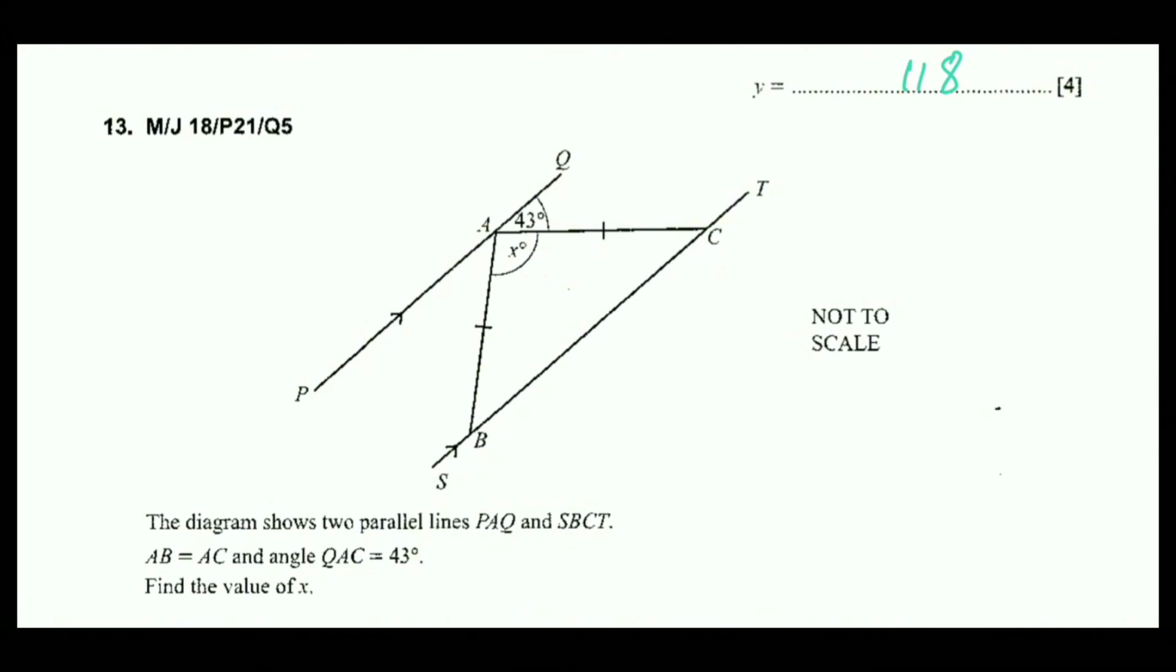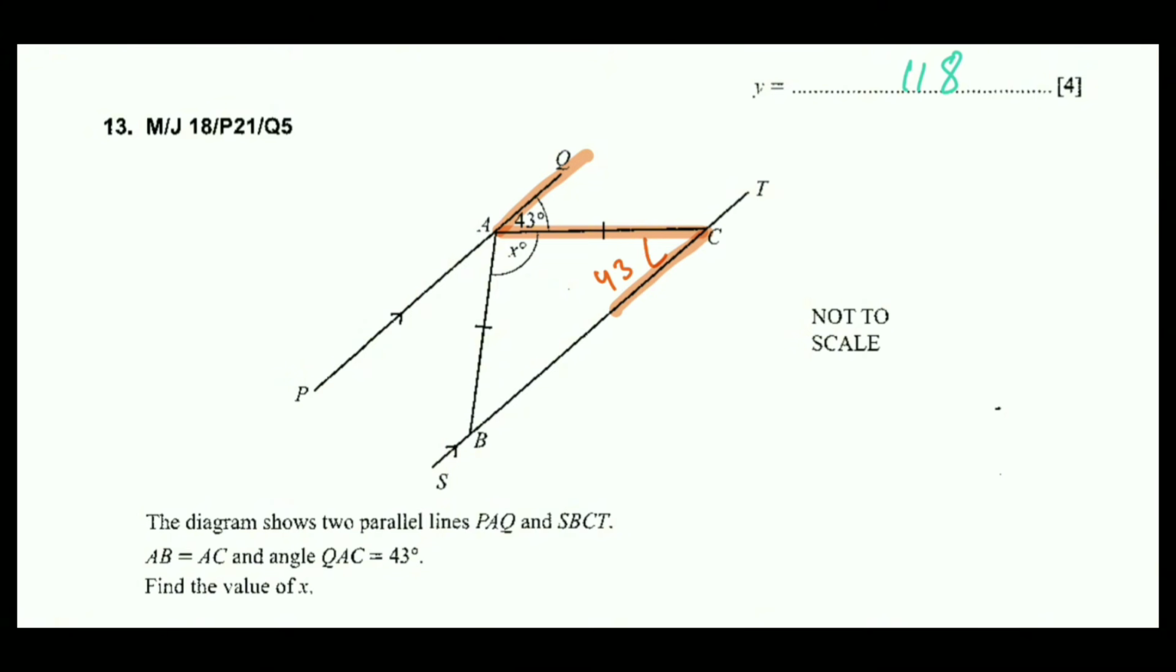Question number 13. The diagram shows two parallel lines PAQ and SBCT. AB is equal to AC and angle QAC is equal to 43. Find the value of x. So again, an isosceles triangle is given here. We can apply the alternate angles property, like if you can see here Z. So if this is 43, this will also be 43.